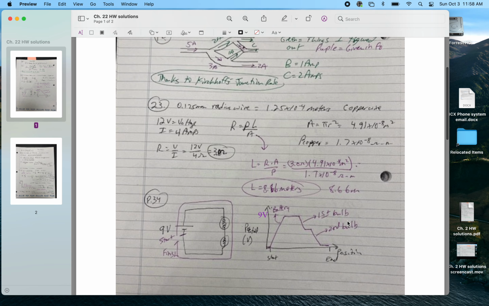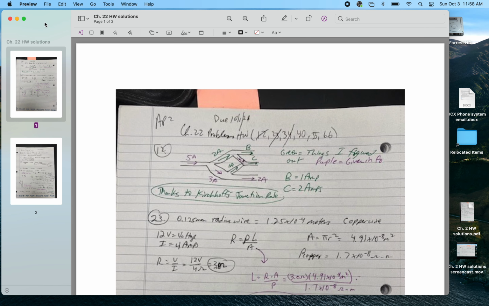And I hope that helps to go over some of those. I will try to figure out a way to scan these on the machine a little bit better in the future so it's not from my phone. Thanks.